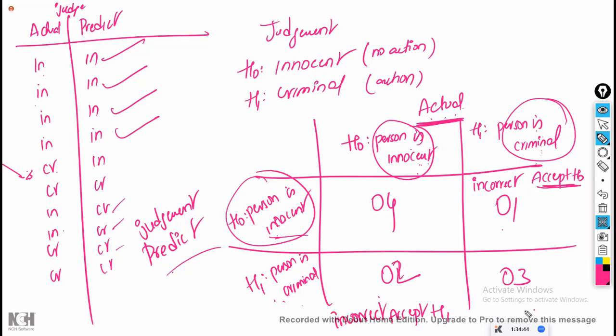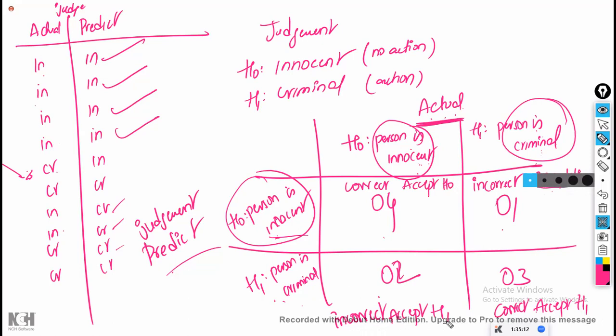Now what is this one? What has he accepted? Accepted is H1 only. He has accepted H1 only, which is correct or incorrect? Correct. So write the word correct. Correctly accepting H1. Now this one is correctly accepting H0. This is correctly accepting H0. This is incorrect acceptance of H0. This is incorrect acceptance of H1. This is correct acceptance of H1.